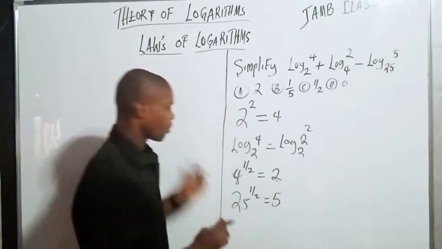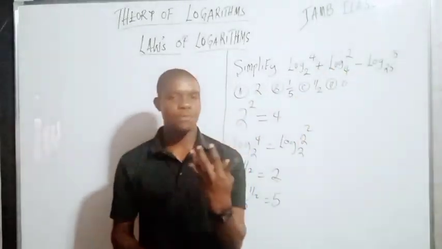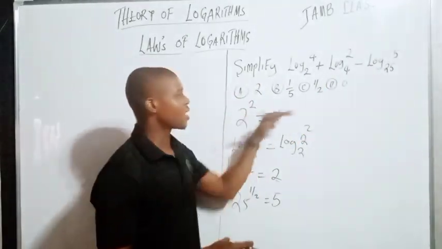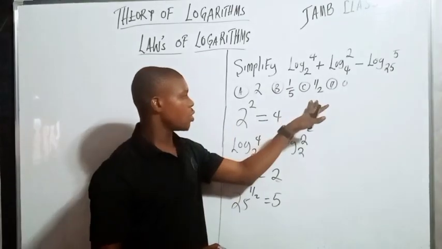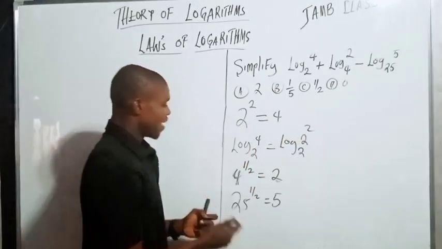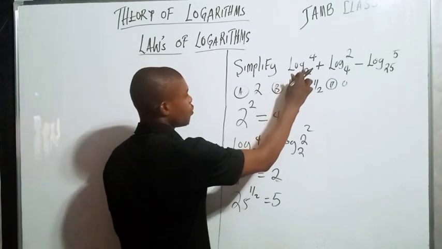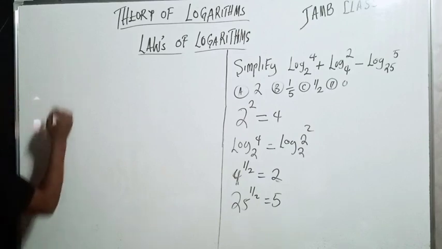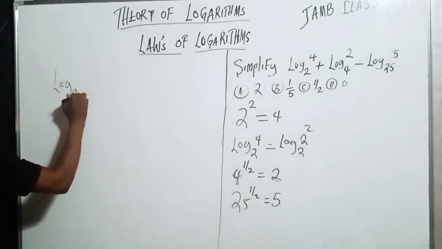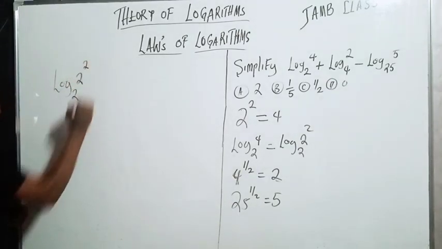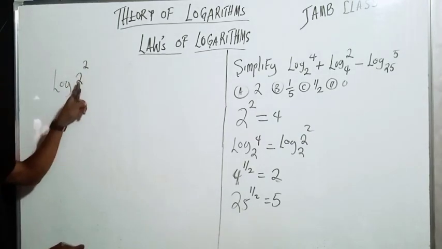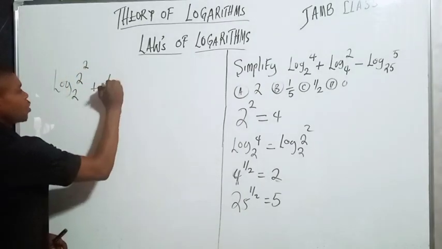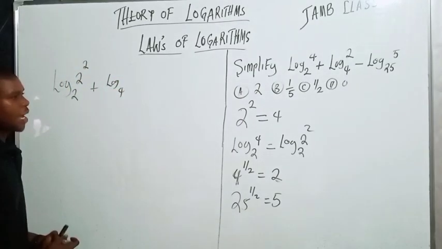So when you're solving this kind of problem, you need to reason very fast and see how you can easily get your values. So if I replace log 4 here with 2 raised by 2, I will write this as log 2, 2 raised to power 2, right? Log 2 raised to power 2, which is the same thing as this. I'm rewriting it again.